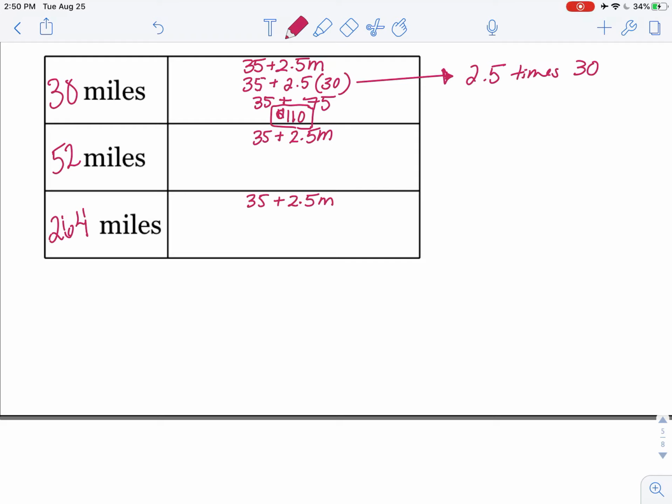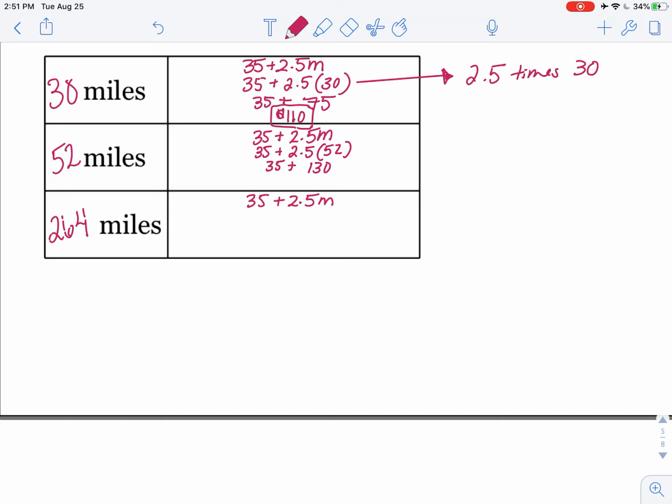I will continue. So I have 35 plus 2.5 instead of M, I plug in 52. And I do 2.5 times 52. Do it on your calculator. No need to waste your time. I get 130. So $130 represents the amount of money for miles.